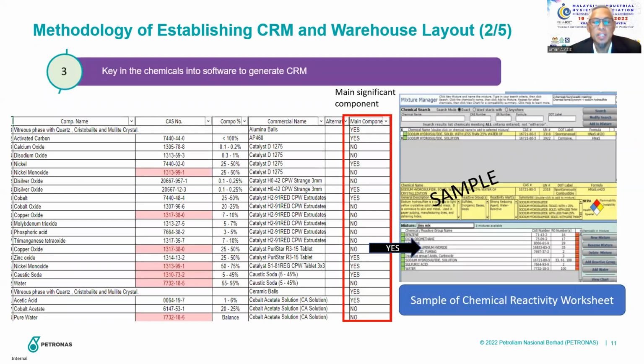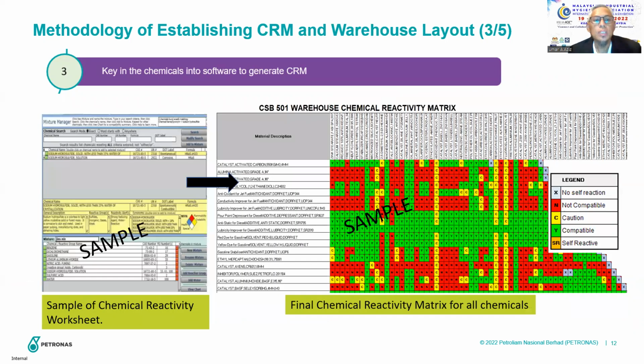When the preparation is ready, then we can key in the chemicals details into the software to generate the required CRM. If you can see the list on the left, we have chosen the main components, and we translate all the main components into the Chemical Reactivity Worksheet to generate the desired CRM. The outcome of the software is the chemical reactivity matrix that we want.